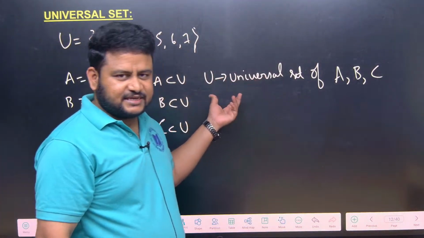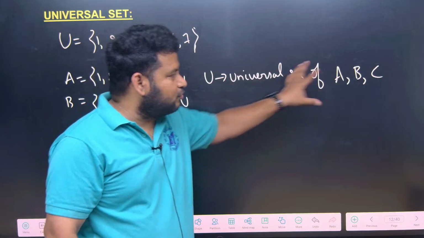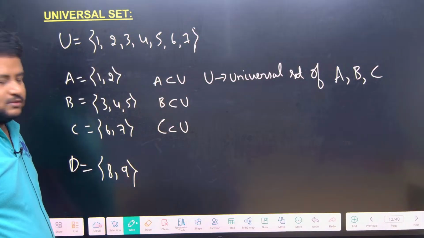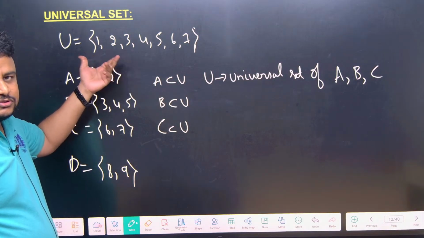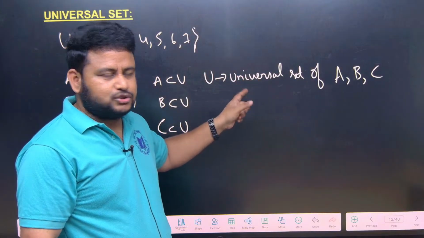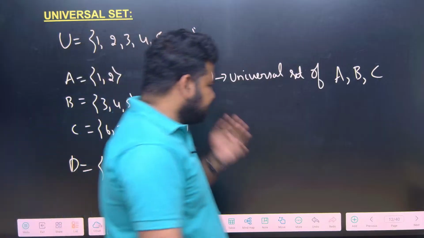If I just say U is a universal set of all, you cannot say, because U is a universal set of only ABC. See here, the elements 8 and 9 are not present in U. So that's why the word universal set is also subjective. To make it objective, what should you do? Universal set of whom? ABC, you have to mention. Clear? Let us proceed further.